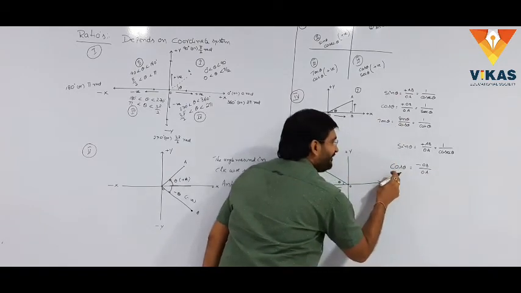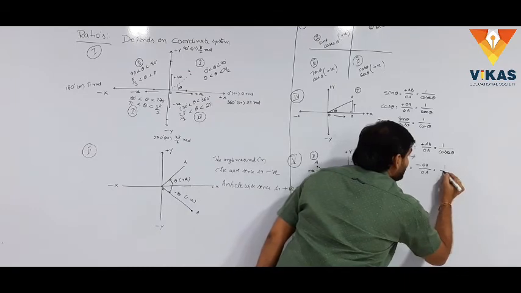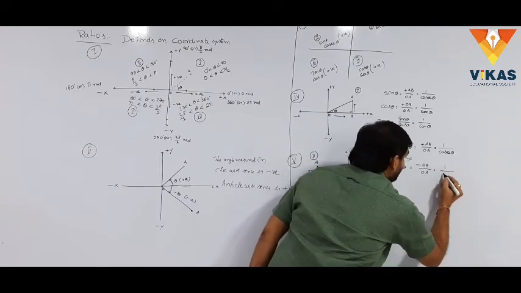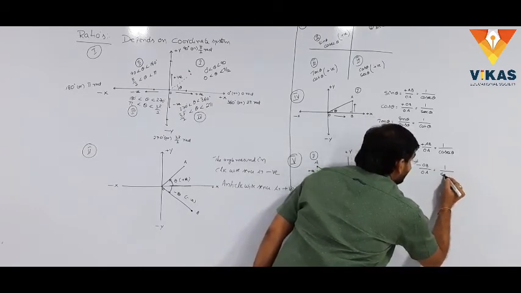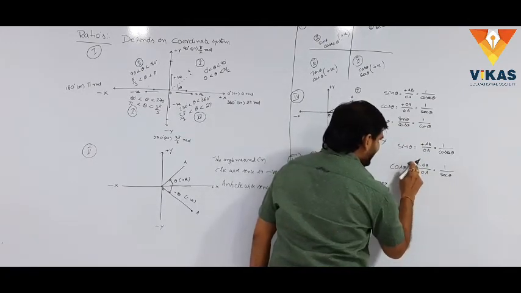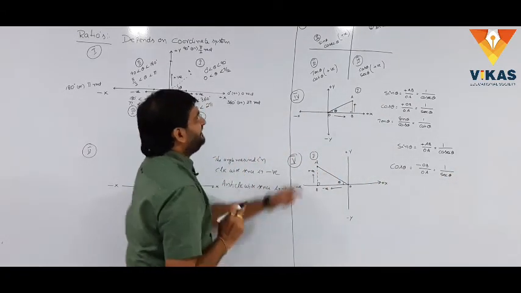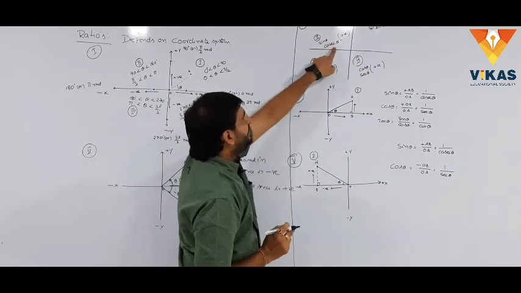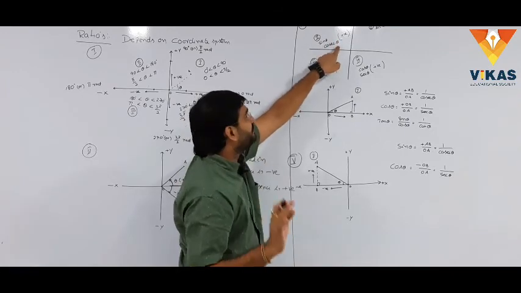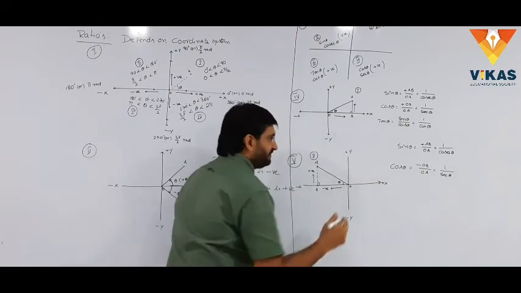Is cos theta negative or positive? Negative. That's why the corresponding reciprocal, secant theta, which is the reciprocal of cos theta, is also negative. If cos theta is negative, secant theta is also negative. Like sine and cosecant, only sine and cosecant are positive here. Remaining all are negative.